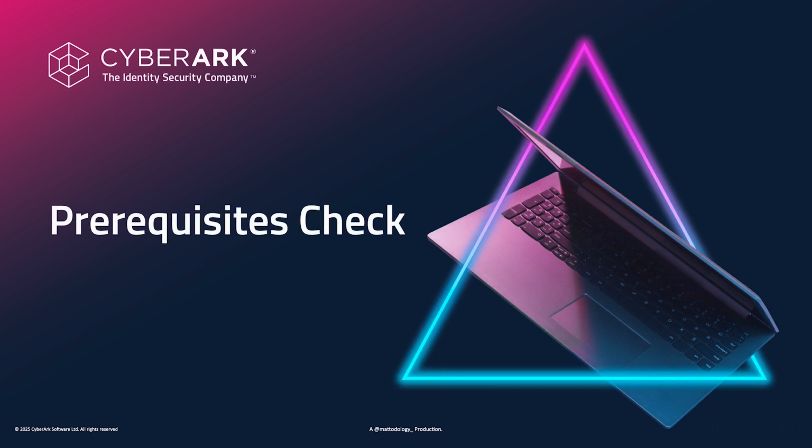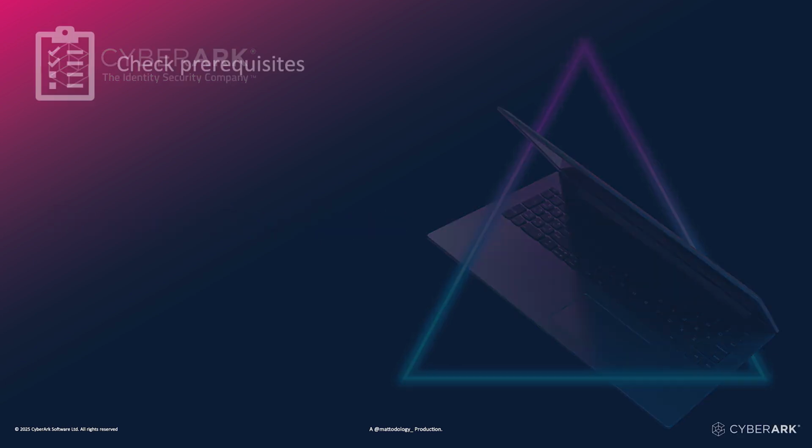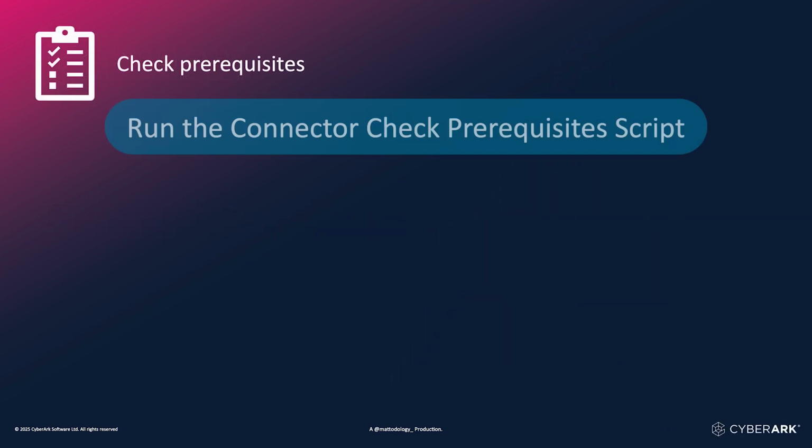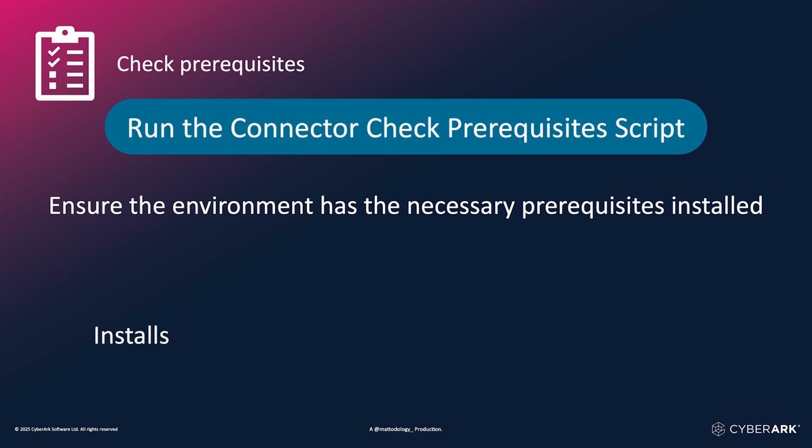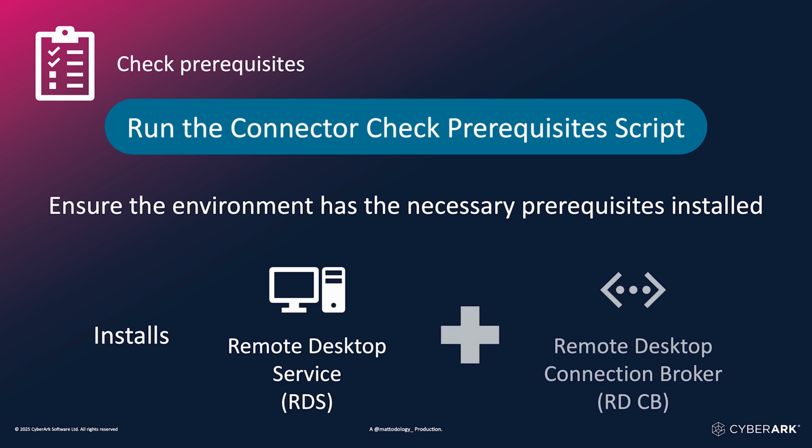Before installing Privilege Cloud, it is crucial to verify that your environment meets all prerequisites. The prerequisites checks cover your general system setup, connectivity for PSM and CPM modules, SIA connector requirements, and secure tunnel dependencies. To streamline this process, run the prerequisites check script. The script not only flags issues, it can also install essential services such as Remote Desktop Services and the Remote Desktop Connection Broker where required.